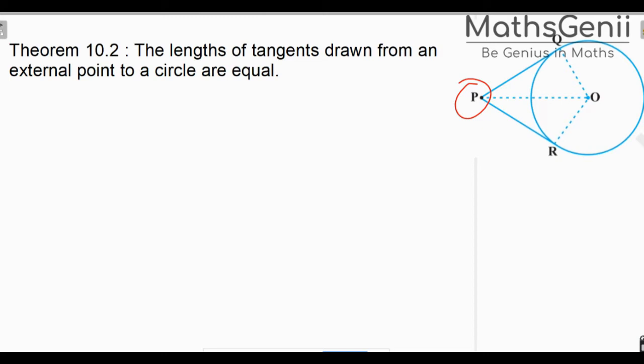Now first you tell me what are the two tangents in this circle. Think for 30 seconds. What are the two tangents in this circle? You can pause the video, think, and then get back. So there are two tangents. What are the two tangents?